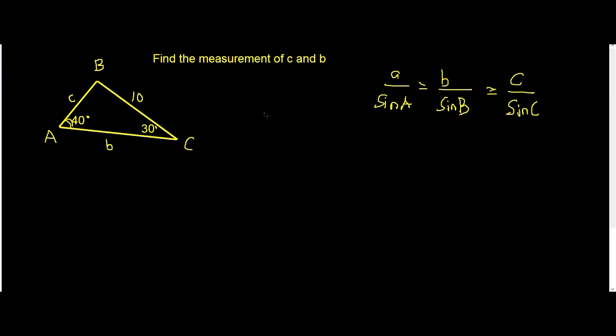Now, first of all, look at which one is complete. Sine A and A are complete. So, you have 10 over sine 40 degrees is equal to, we look for C because we need to find the measurement of C and B. Now, you have C over sine 30 degrees.